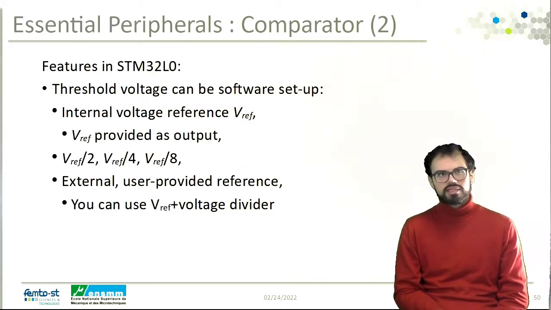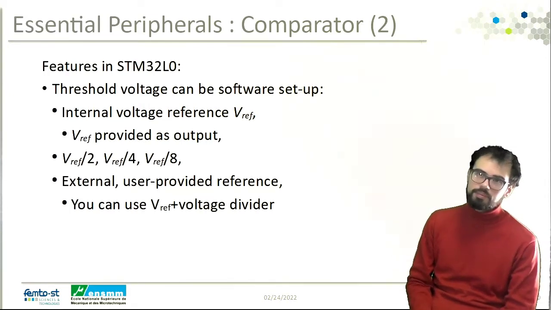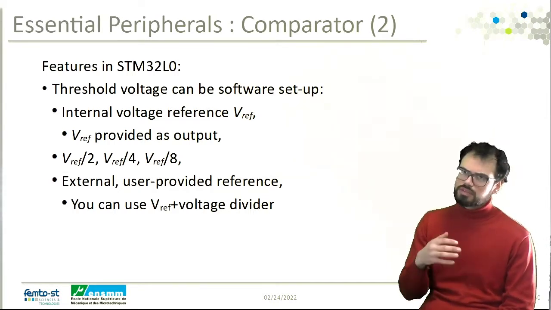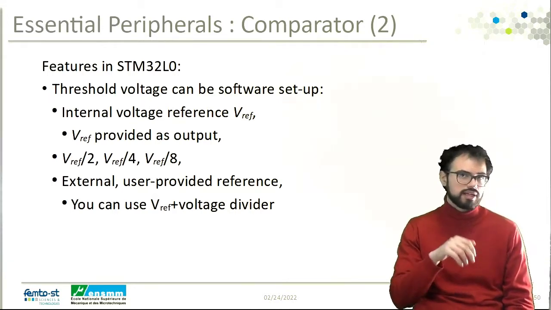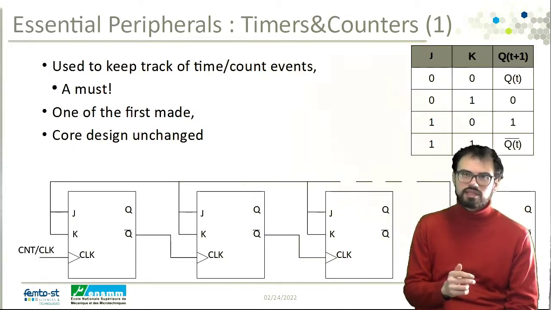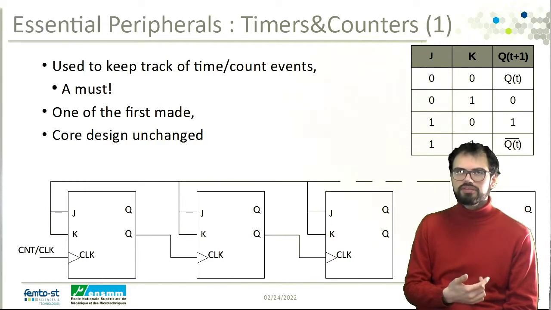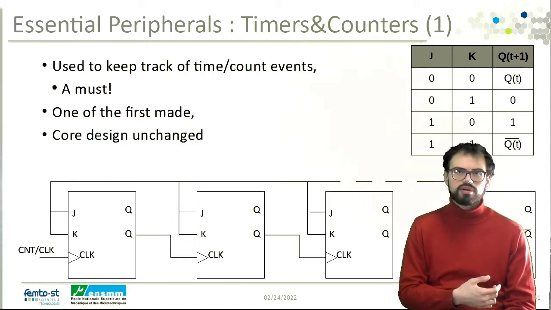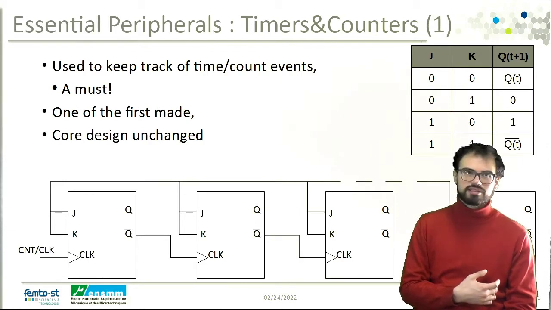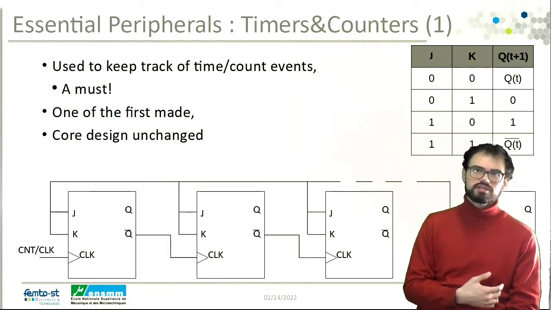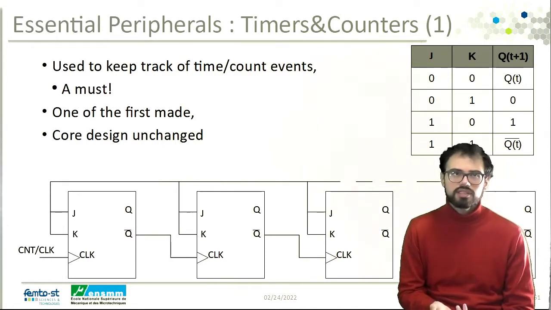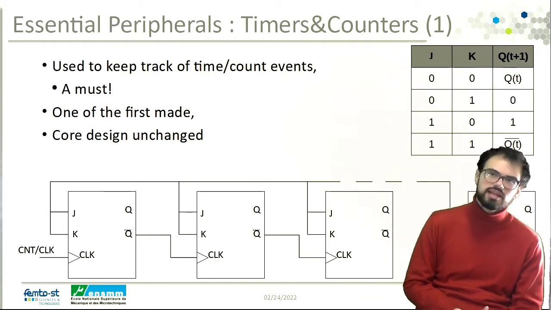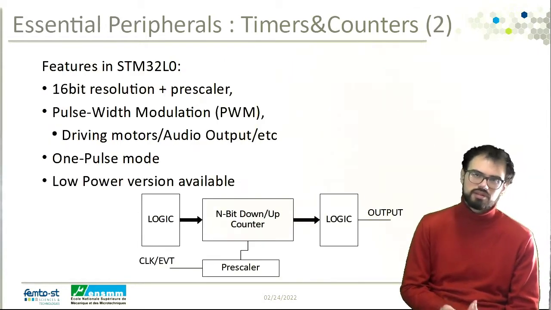In your STM32L0 implementation, you can set up your voltage threshold by software, or you can also do some trickery to give a threshold that you decide yourself from an external GPIO. Let's speak about timers and counters. These are another kind of peripheral that is very, very useful, and it is used to keep track of timing and events. The circuit per se is basically unchanged since the first implementations, and if you read about maybe the Z80, you can also gather some information that applies to the most recent ones.